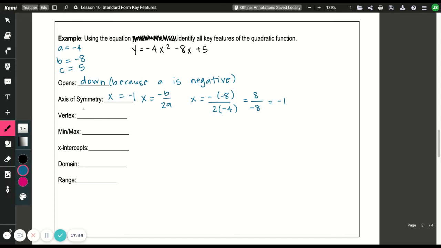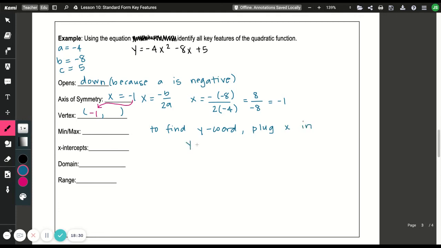My vertex is an ordered pair. So that axis of symmetry, that number that you got, is the x coordinate. And then to find the y coordinate, anytime you have an x and you want to find a y, you plug it in. So to find the y coordinate, we plug x into the equation.